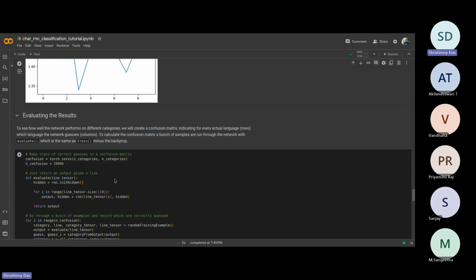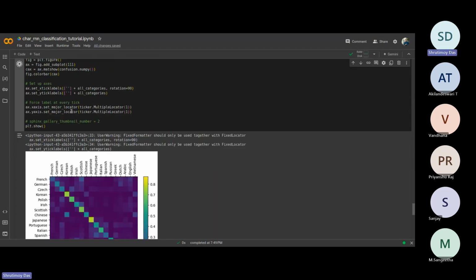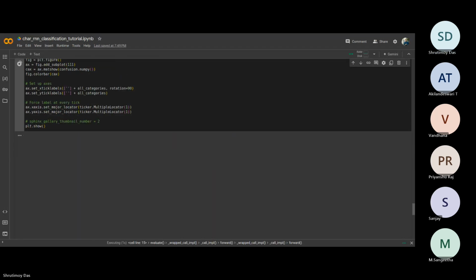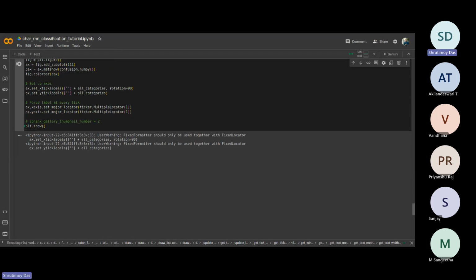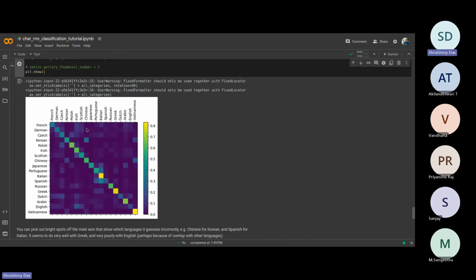So let us check how it works on a test dataset. I have written this testing part. I will just run it here. Okay, so I'm saying, how does this compare?